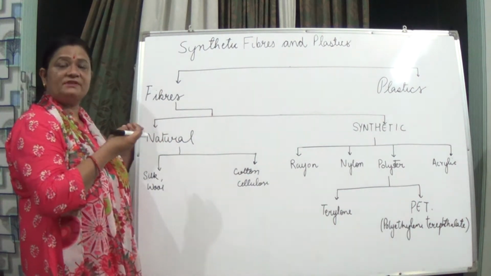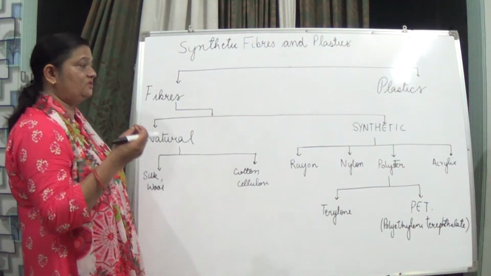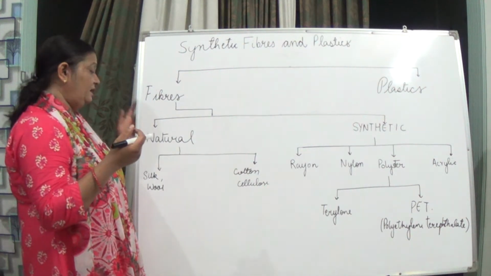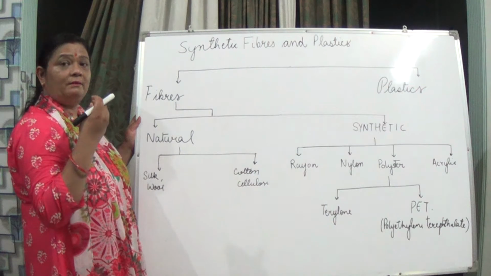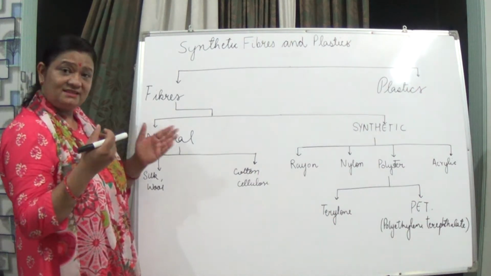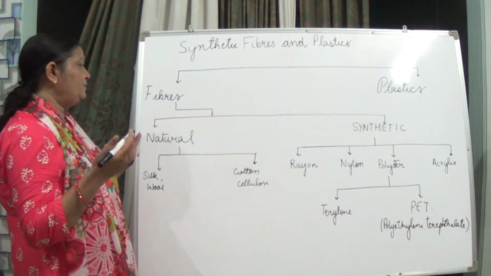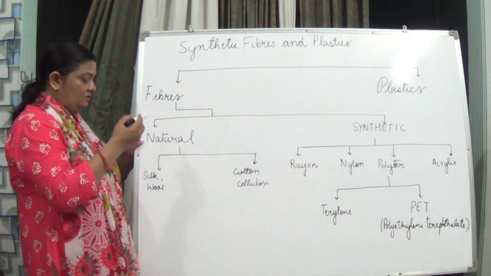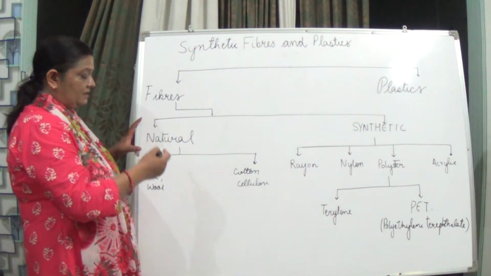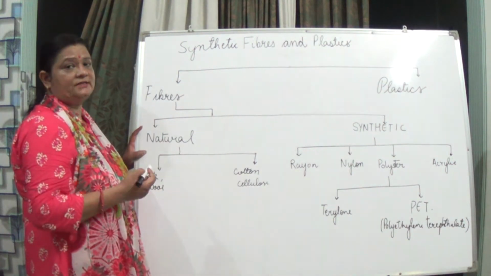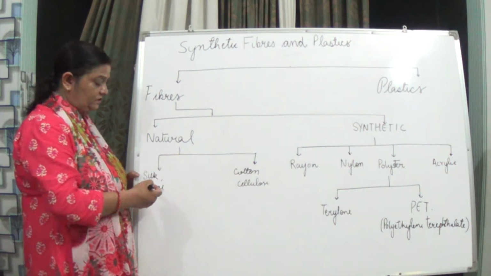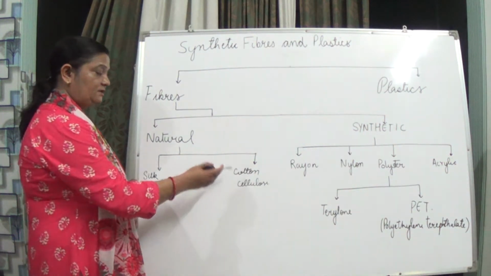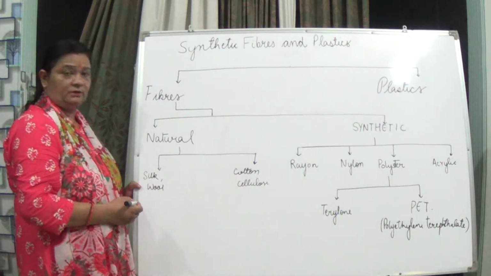In class 7 also you have studied about natural and synthetic fibers. The natural fibers, their texture is different, and they cannot burn as easily as the synthetic fibers. This natural fiber, silk, we get from the silkworms, and from the sheep, goats and all, we get wool. From cotton plants, we get cotton, which is made up of cellulose.